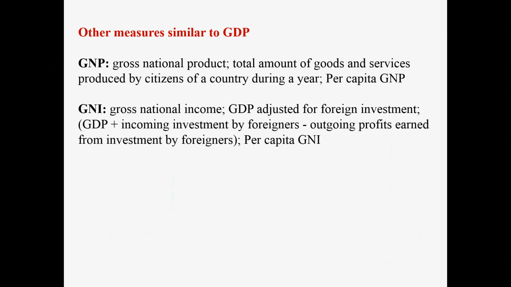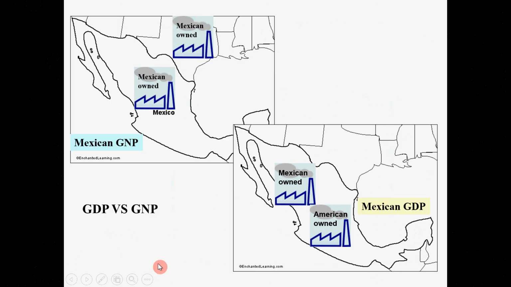Now, the key difference between GNP and GDP can be seen by the key word citizen. Let's first look at this map. This map shows the difference between GDP and GNP. On this map, you have Mexican-owned enterprises that are located within Mexico. At the same time, you also have Mexican-owned enterprises that are located within the United States. Since both kinds of enterprises are owned by the citizens of Mexico, the products made by both kinds of enterprises are called part of Mexican GNP because they are produced by the citizens of Mexico.